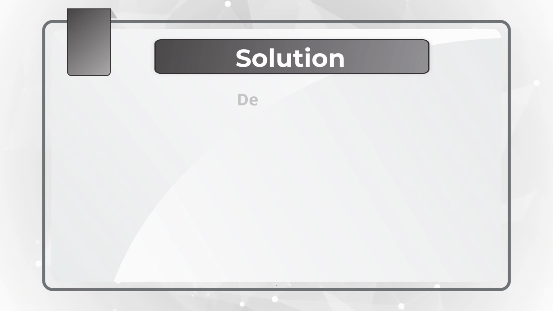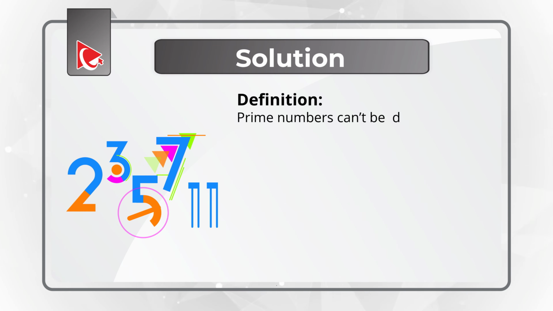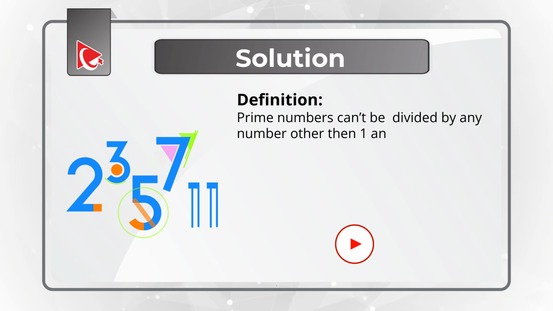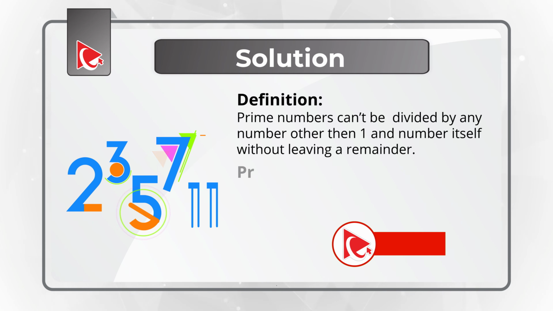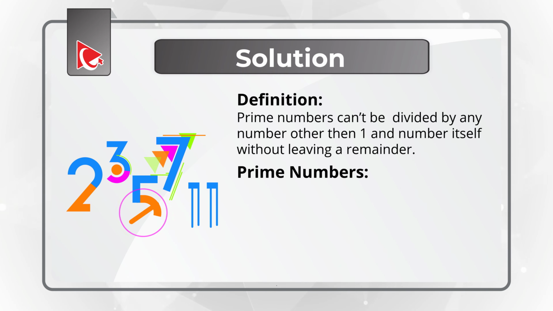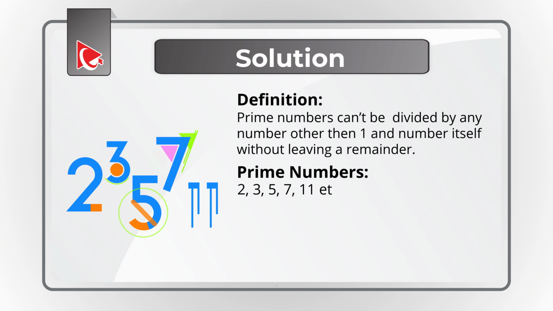To solve this challenge, let's start with the definition of prime number. Prime numbers cannot be divided by any number other than 1 and the number itself without leaving a remainder. Some examples of prime numbers would be 2, 3, 5, 7, 11, and you can continue the chain.